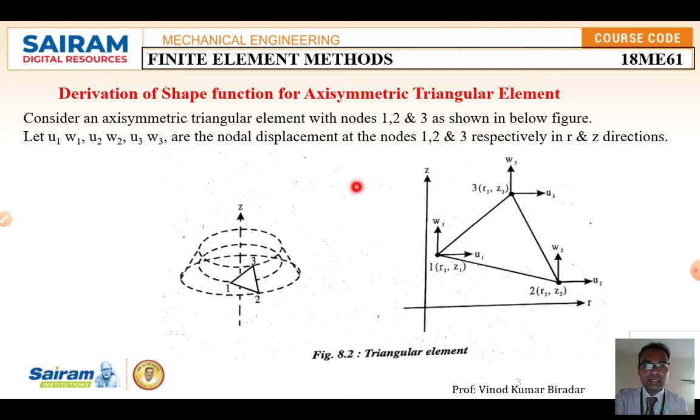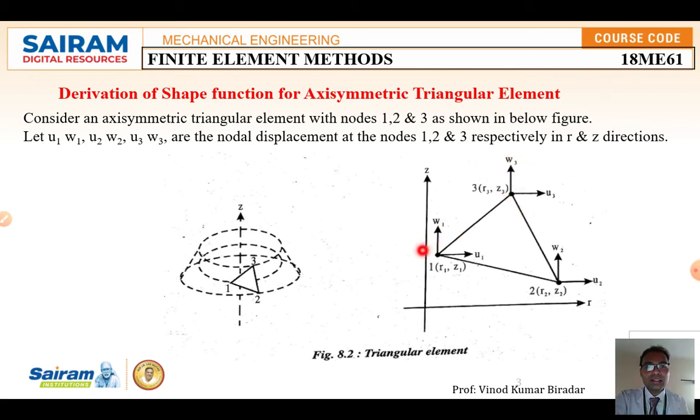Okay, so if you consider the triangular element, look at this. If you consider this triangular element, it can be rotated. If you rotate or revolve this triangular element, both the sides should be the same. Okay, so it will form a hollow shaft. That diagram is shown here. So this is the same triangular element we are going to take, and here we are going to denote all the values.